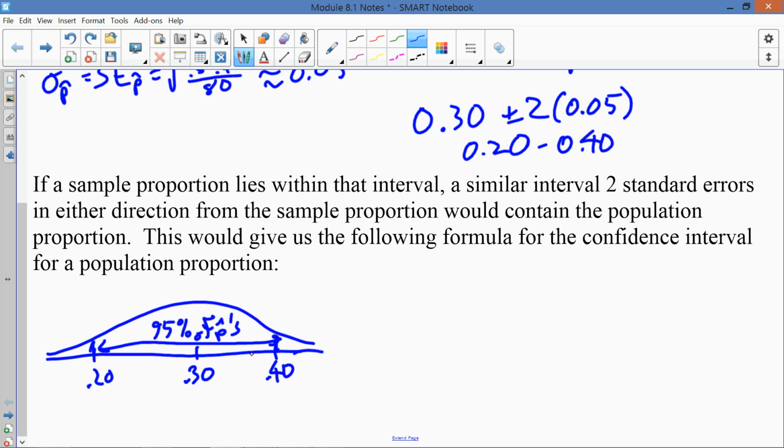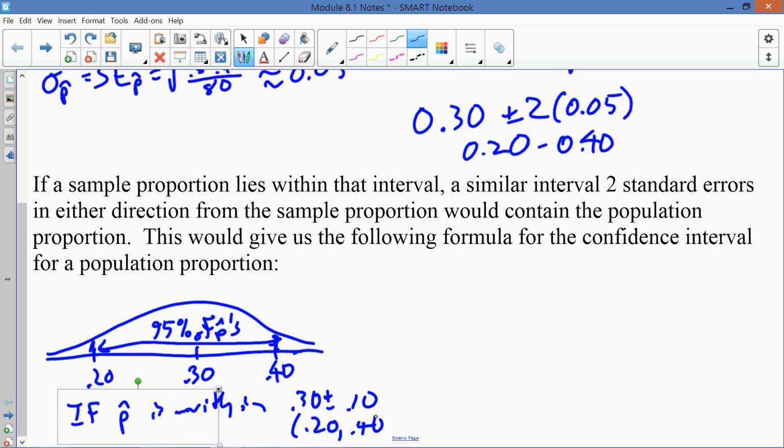All right, so if a p hat is in that range and I go 0.10 on either side of that p hat, then 0.30 will be within that. What does that mean? That means if p hat is within 0.30 plus or minus 0.10, or 0.20 to 0.40, then 0.30 is in p hat plus or minus 0.10. Basically, it's saying if your sample proportion falls within 0.10 of the population proportion 0.30, then the reverse is also true, that the population proportion lies within 0.10 of the sample proportion.